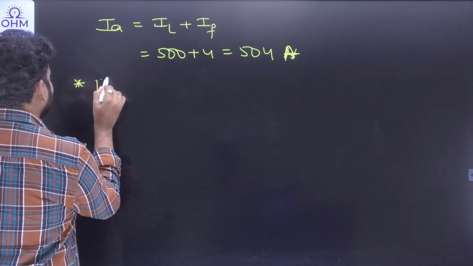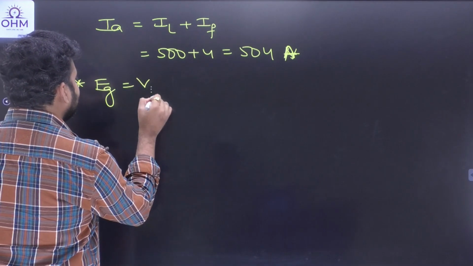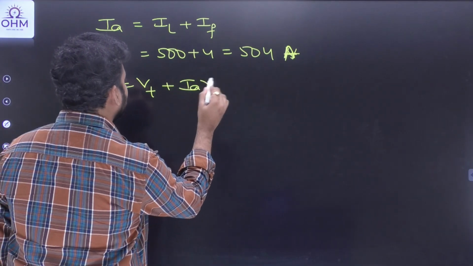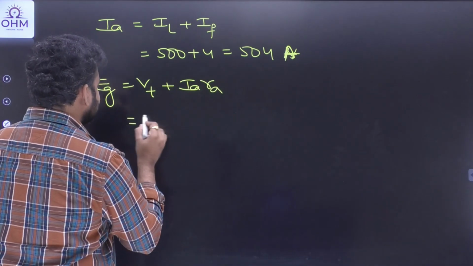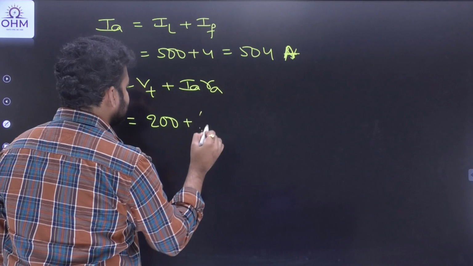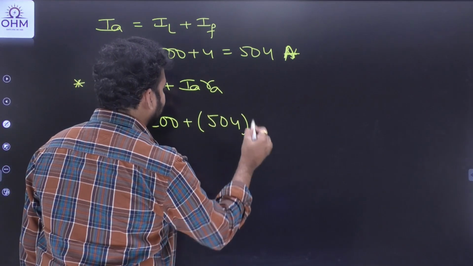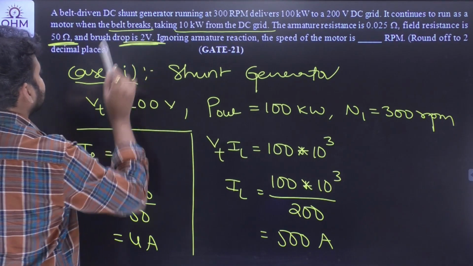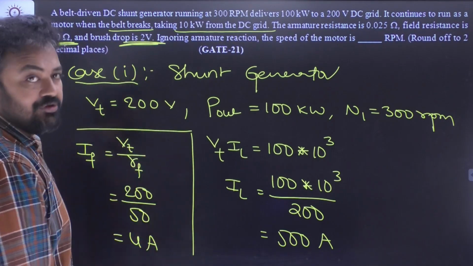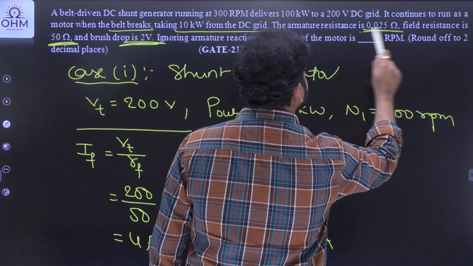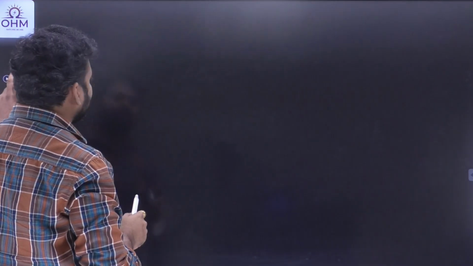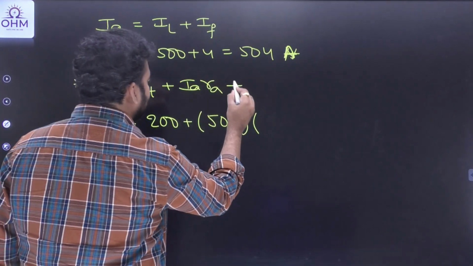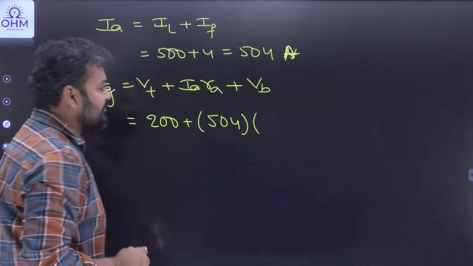Yes, what is the formula for generated EMF? Vt plus Ia Ra. So Vt was 200, armature current 504. What is the armature resistance? Don't forget brush drop is also given, guys. I have to consider brush drop also. Armature resistance 0.025. Normally in questions brush drop will be neglected, but here brush drop is also given. Don't forget that.